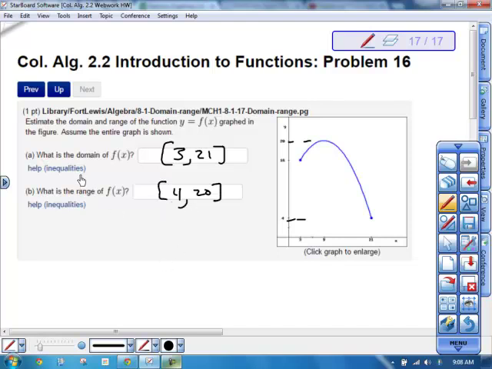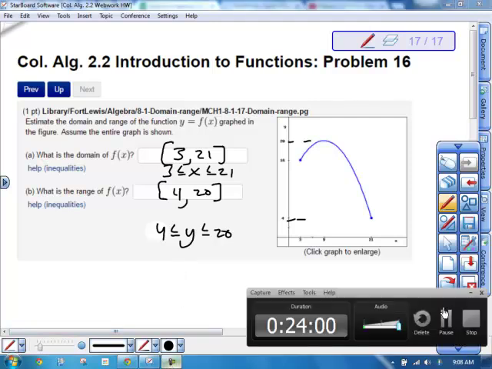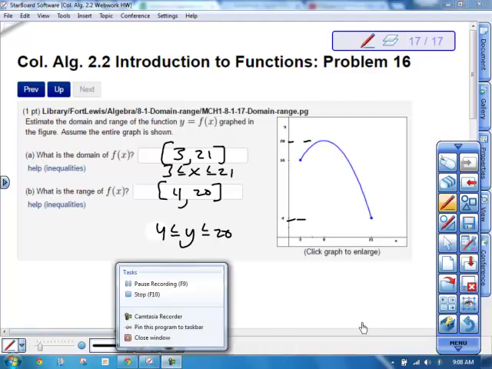Now, I think it says inequalities it wants. So for an inequality, for the first one, I'm going to have to do 3 is less than or equal to x is less than or equal to 21. And then for the bottom one, I'm going to have to do 4 is less than or equal to y is less than or equal to 20. If it wants inequalities. All right, I hope this helps.